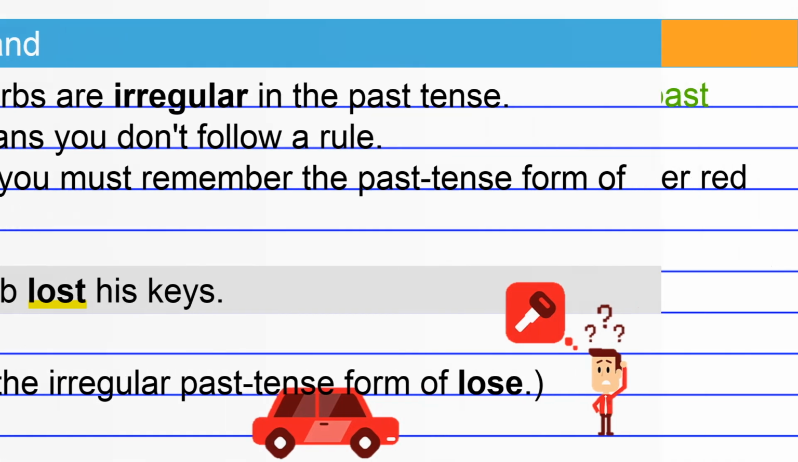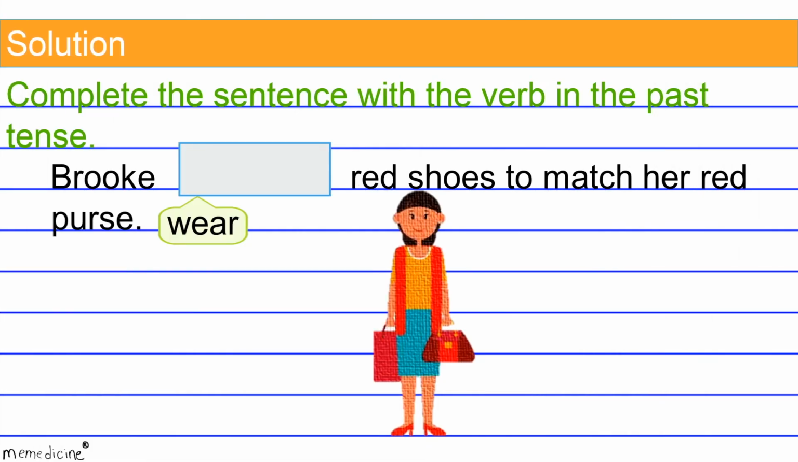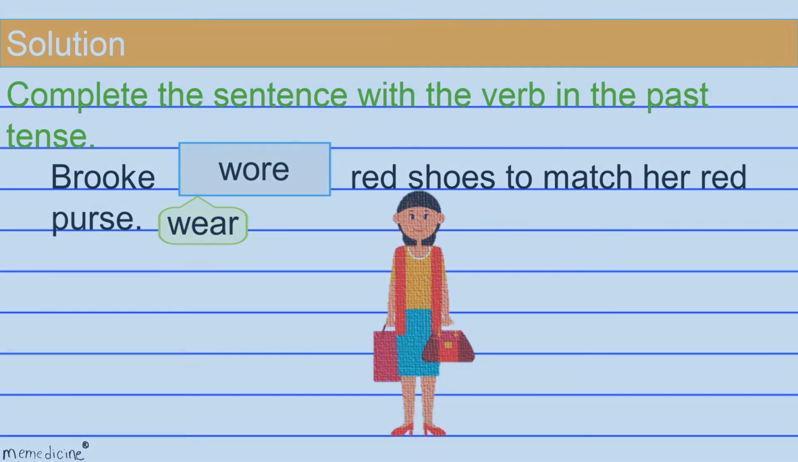All right, back to the original question. Now for the solution. Wore is the simple past tense verb form of wear. This is an irregular verb form, so you'll have to commit it to memory.